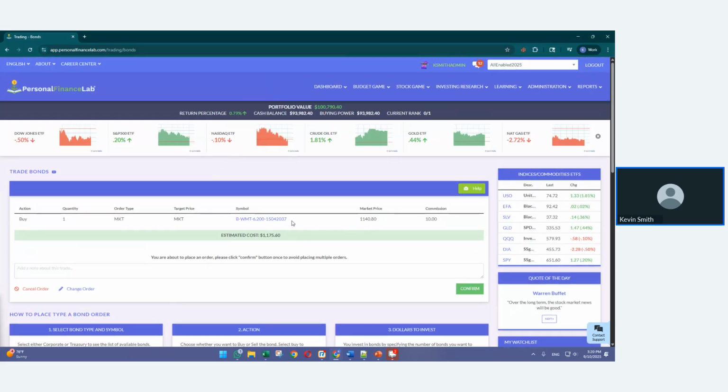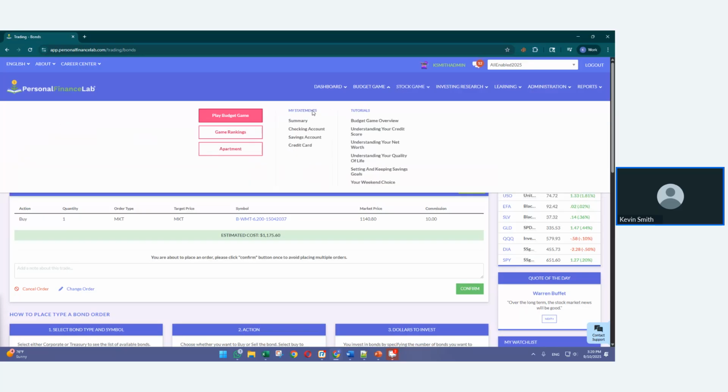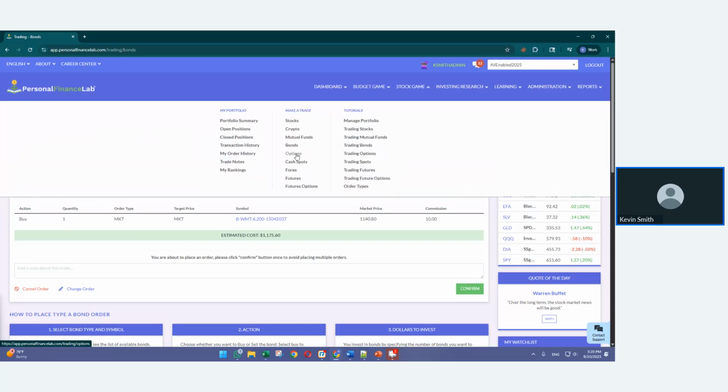Personal Finance Lab has more security types I'm not really going to get into. Just going in here, we have cryptocurrencies, options, cash spots, Forex, future options. So if you're a really high-level class or you're doing an investing club, you want to open up the entire investing universe, you've got a lot of options here.